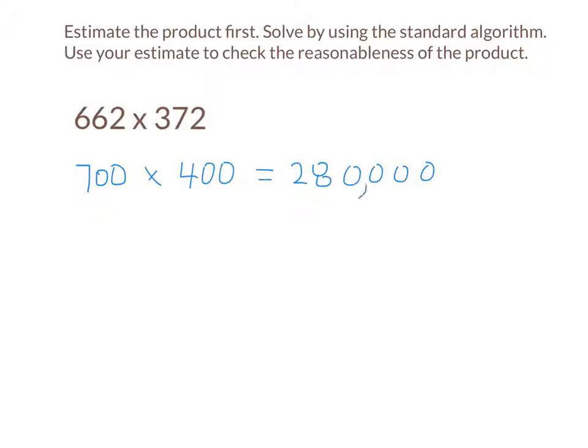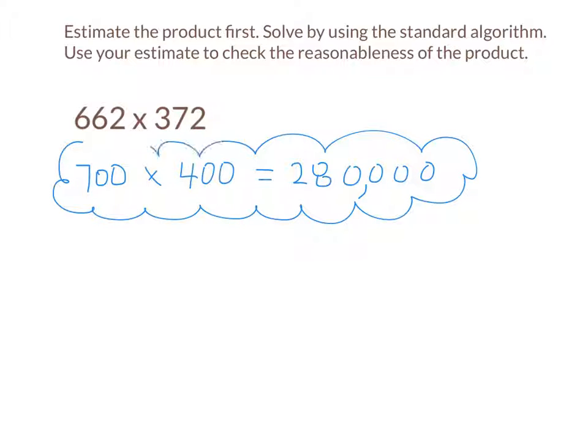So our actual answer should be somewhere in the range of 280,000, but should it be more or less? Less. Good, because do you guys see how we increased 662 to 700 and 372 to 400? So our product of 280,000 is going to be bigger than our actual product. Do you see that? Okay.